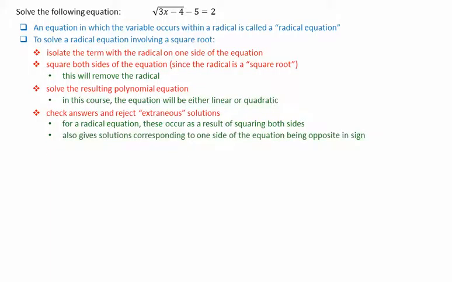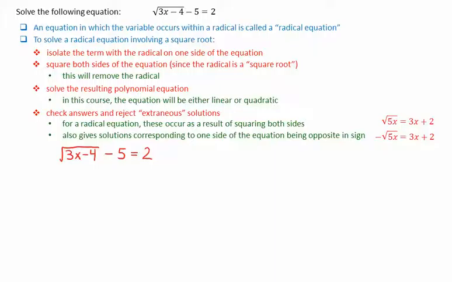Note that when we square both sides, we also will get the solutions corresponding to one of the sides being opposite in sign. As an example, consider this equation: square root of 5x equals 3x plus 2. If you square both sides of this equation, you get the exact same result for the equation negative root 5x equals 3x plus 2, because the process of squaring a negative will result in a positive.